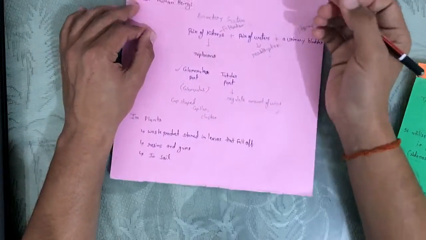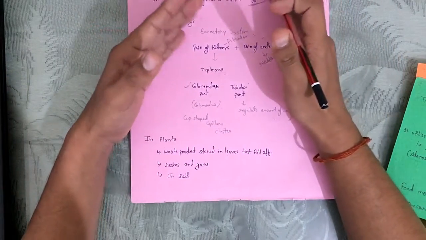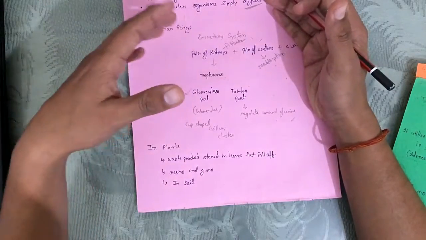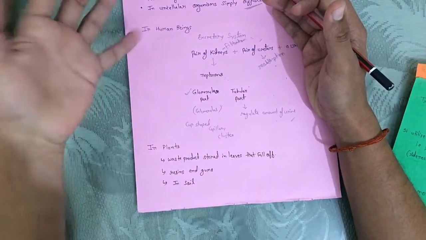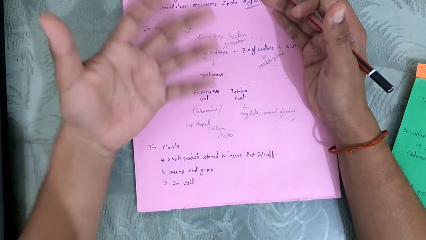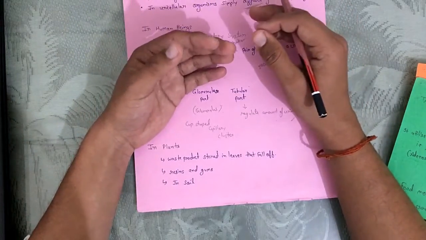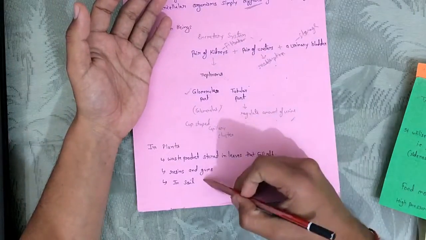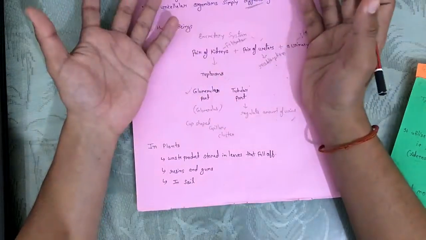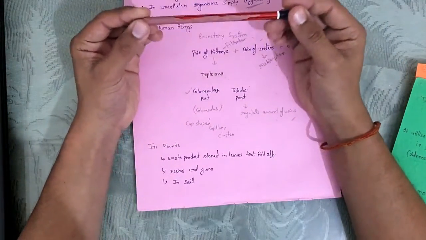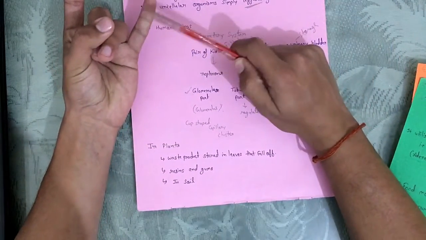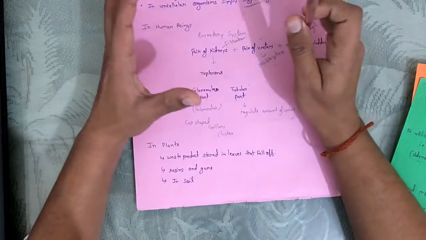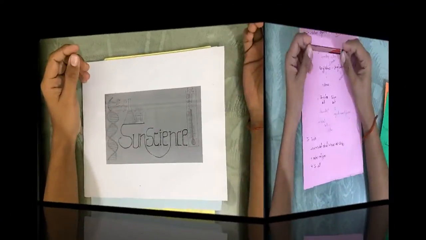In plants, this excretion process is very simple. If they have some waste, they store it in their leaves, which then fall off, and in some plants it is stored in the form of resins and gums on the bark, and in some cases they lose it through the roots into the soil. So that's it. We have done nutrition, respiration, transportation, and excretion. This is the overview of the life process chapter.